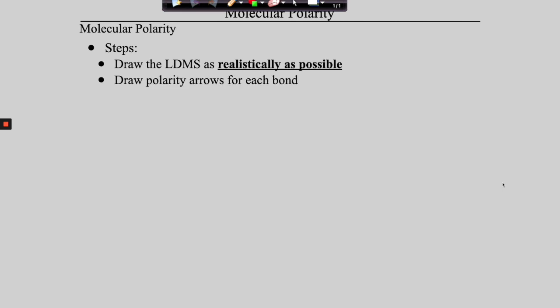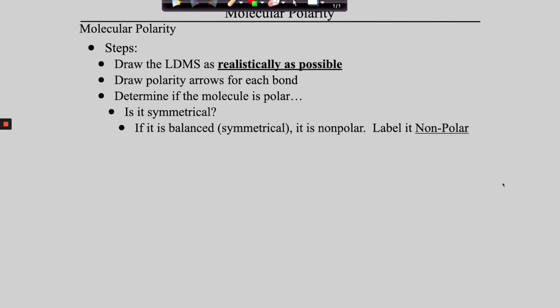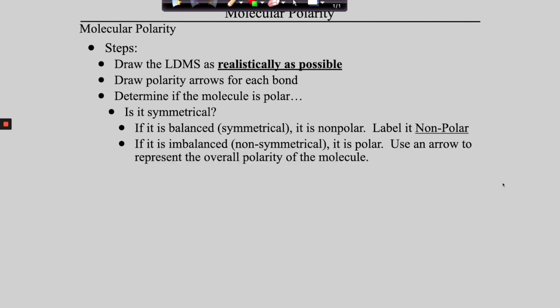Then the next thing that we're going to do is draw polarity arrows for each one of the bonds. What direction do the arrows point? We just talked about it. They point towards the strongest atom. Then the next thing we're going to do is figure out if the molecule is polar. And as James mentioned, this gets back to symmetry. Symmetry means the same all the way around. So if a molecule is symmetrical or balanced, it is nonpolar, and we will write nonpolar underneath it. Now, if we have a molecule that is imbalanced or non-symmetrical, we're going to use another arrow to represent the overall polarity.